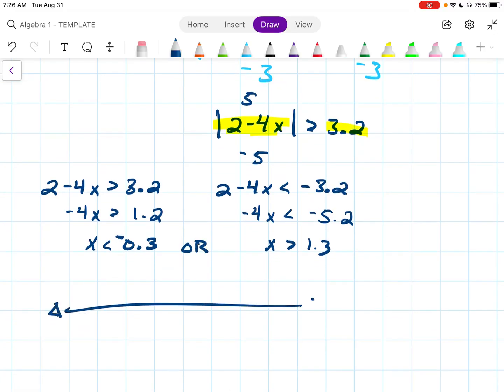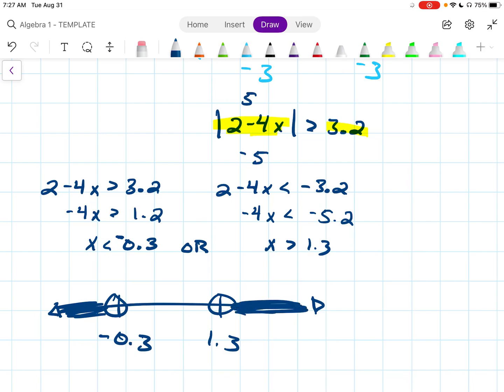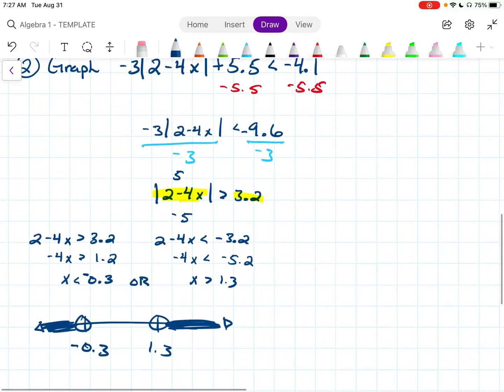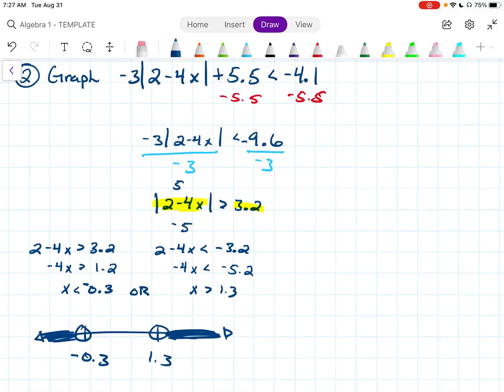So I have a number line, with negative 0.3 and positive 1.3, and open circles on both of them. The left one tells me x is smaller, so I'm going to shade to the left. The right one tells me x is bigger, so I'm going to shade to the right. That one was kind of a long problem, but hopefully we get the gist. All right, that is all.